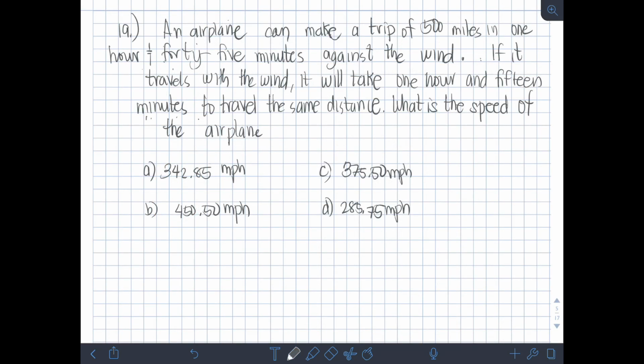Okay? Next, we have an airplane can make a trip of 500 miles in 1 hour and 45 minutes against the wind. If it travels with the wind, it will take 1 hour and 15 minutes to travel the same distance. What is the speed of the airplane? Okay, so let x be the speed of the airplane, so ito yung calm wind. Okay? And then let w be the speed of the wind.